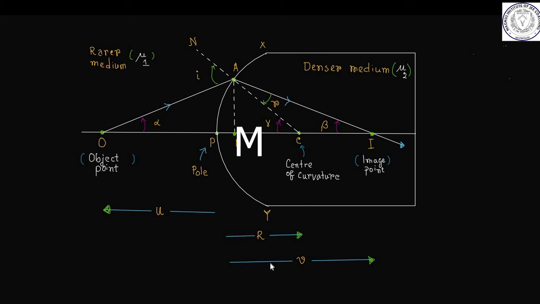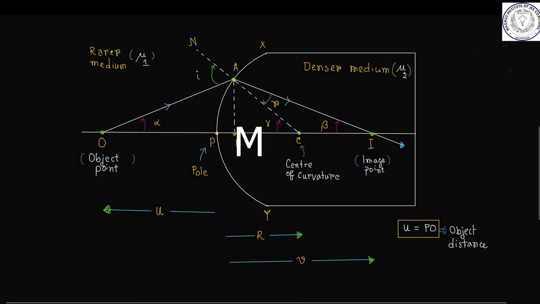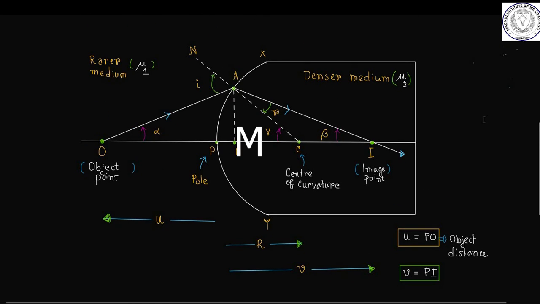Here v is the image distance from the pole of the surface, and here we can denote object distance, image distance, and radius of curvature. u is the object distance from the pole of the convex surface. u is equal to PO, which is the object distance, and v is equal to PI. v is equal to PI, that is the distance of image I from the pole P.